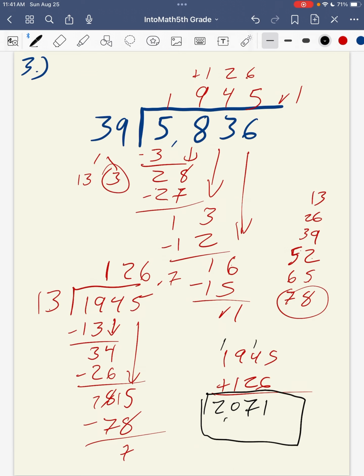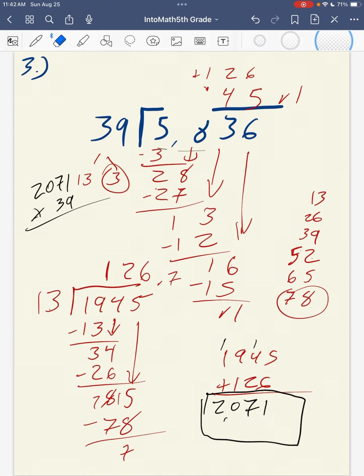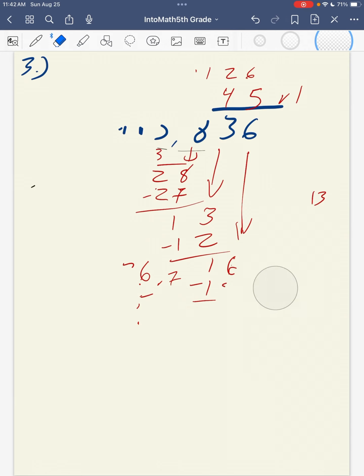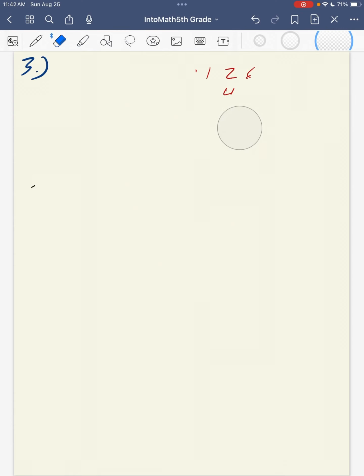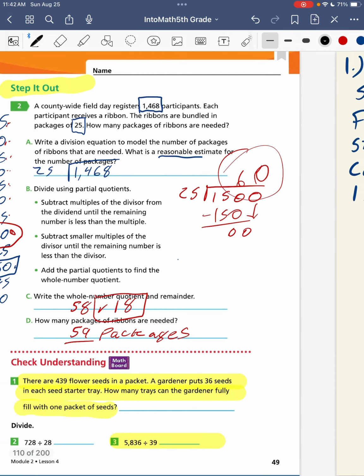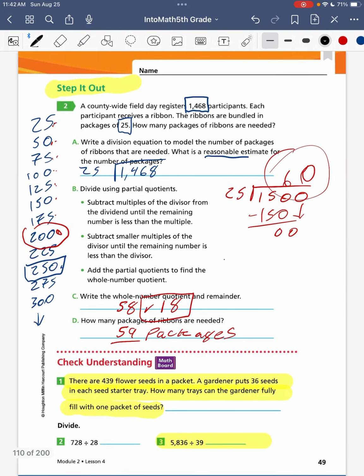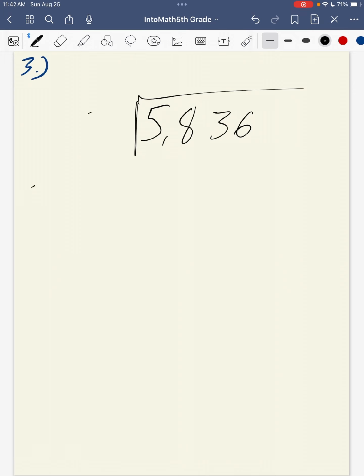But if I double check my math, I notice that 2,071 times 39 is going to give me a product a lot bigger than 5,836. All right, trial and error. We figure this out one step at a time. It's okay to make mistakes. Yes, I know I seem to be making quite a few of them, but I just want to make sure that as I'm explaining this, you see the mistakes I'm making, see my thought process. And we're dividing by 39.